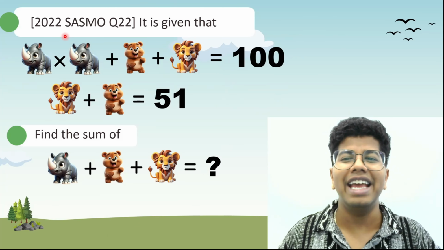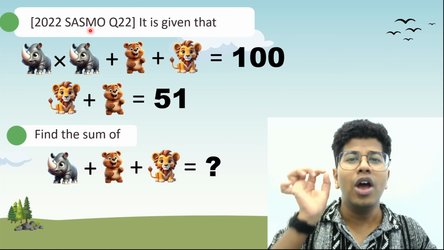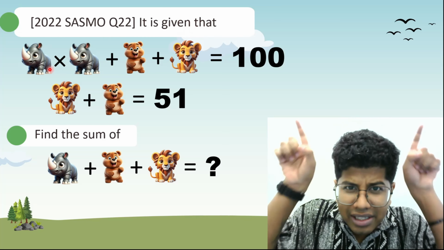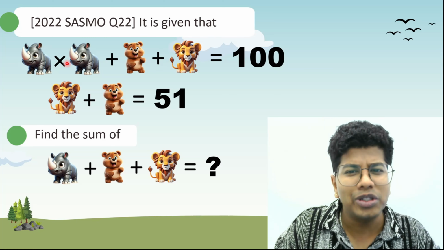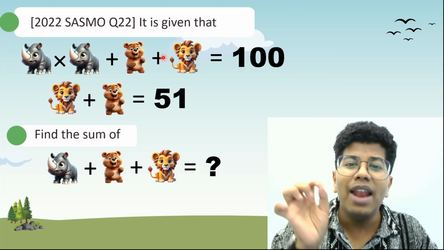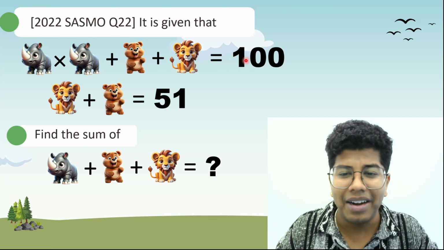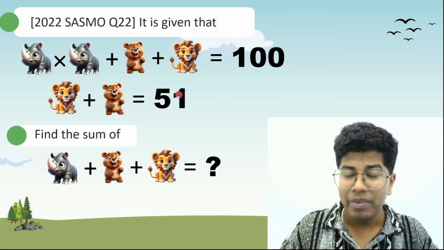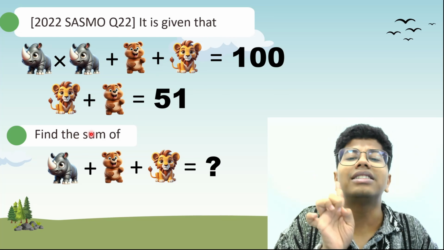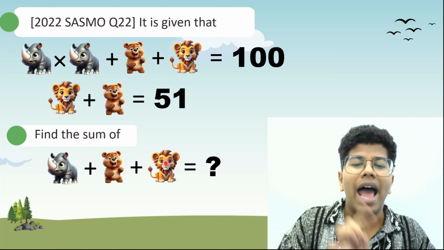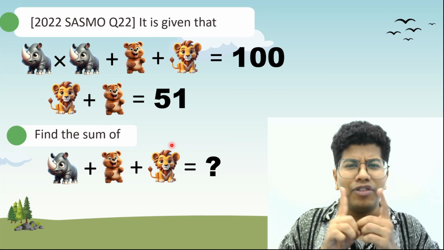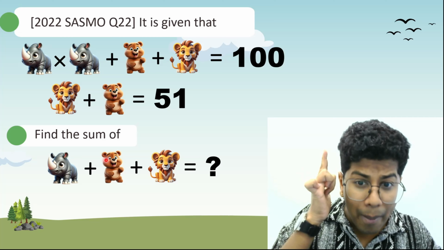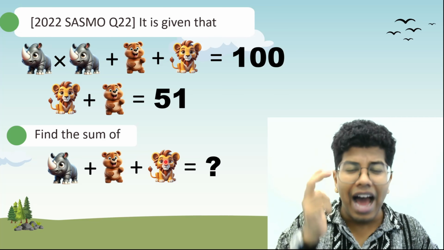Now here, this question is from the 2022 SASMO exam, question number 22. It is given that there are two rhinos. Everyone knows rhinos, right? Two rhinos when added with a bear and a lion, the value is 100. Then for lion and bear, the sum given to us is 51. The question is asking, find the sum of rhino, bear and lion. This means we have to find the value of rhino, the value of bear, and the value of lion.